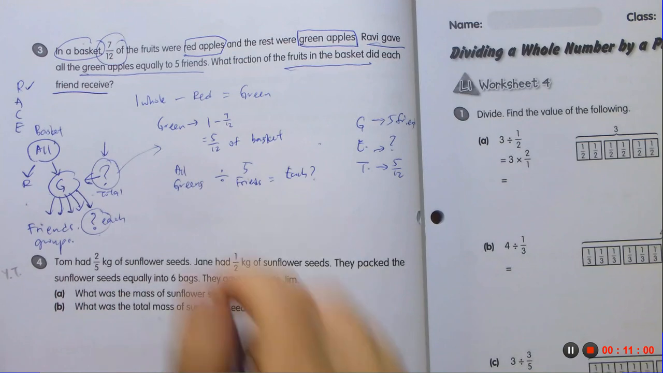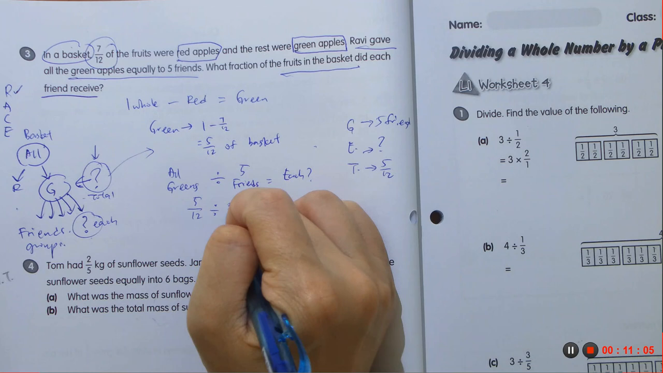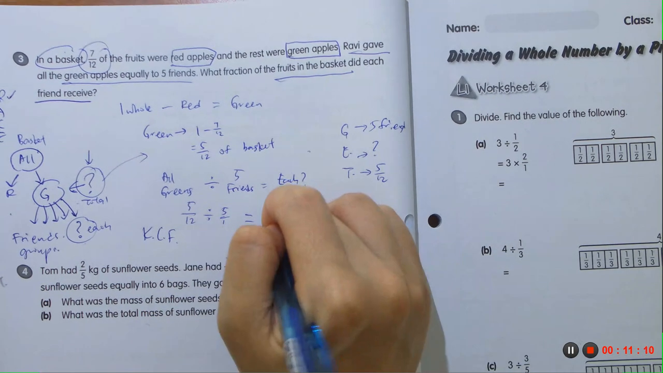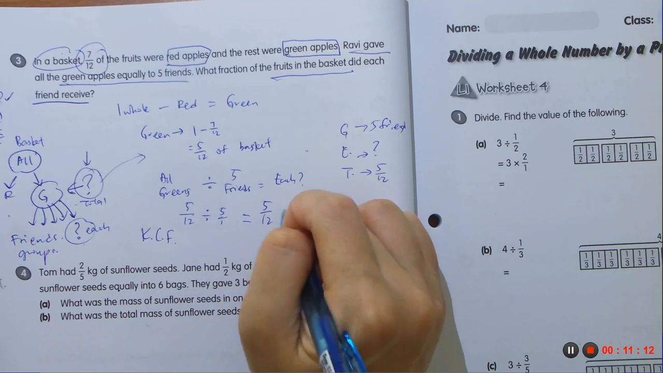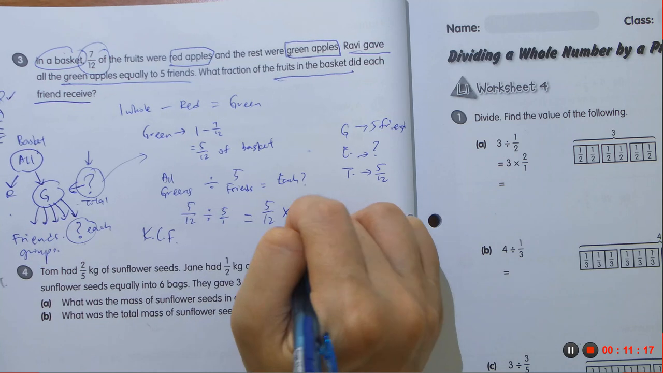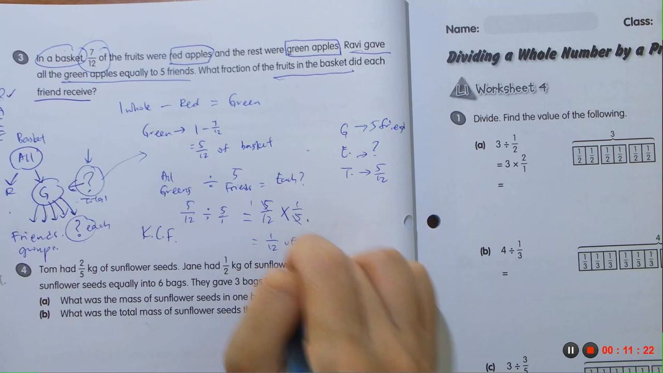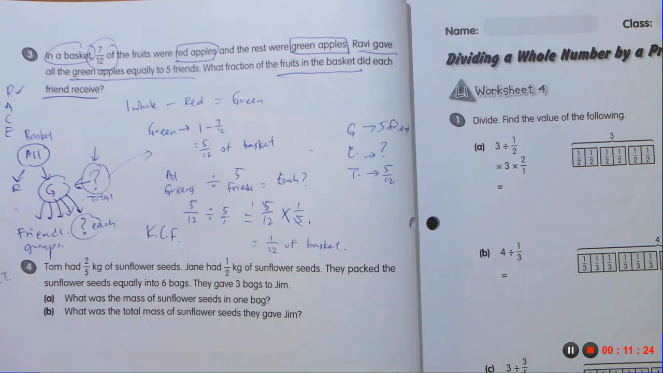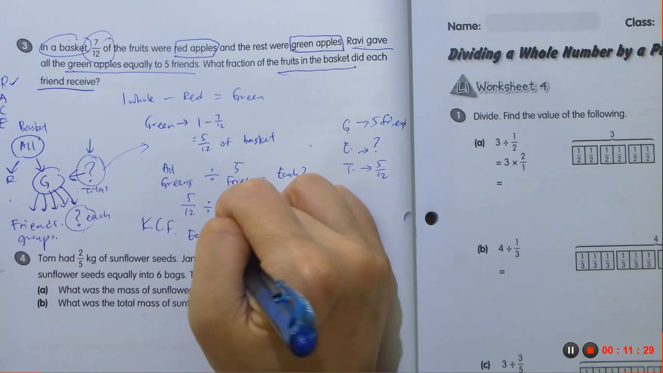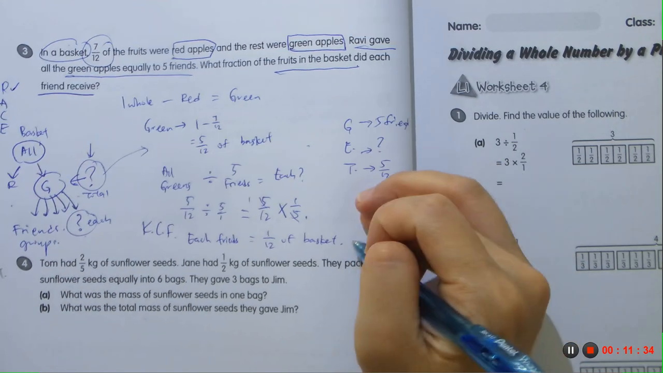Then I write in 5/12 divided by 5 friends. Then I remember my K.C.F. Keep, change, and flip. Keep the first fraction, change the operation, divide becomes times, flip 5 over 1 into 1 over 5. Can simplify, answer 1/12 of the whole basket. So each friend get 1/12 of the whole basket.